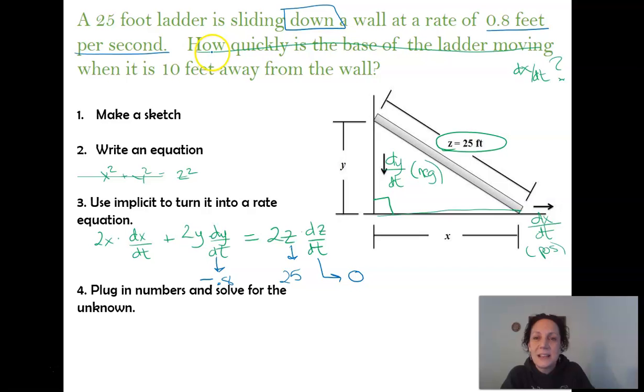It says how quickly is the base of the ladder moving, which we know is dx/dt. So in my equation, this is my big question mark. When it is 10 feet away from the wall, that is your x. In other words, this is 10. So I know my x. So take a look at your equation.